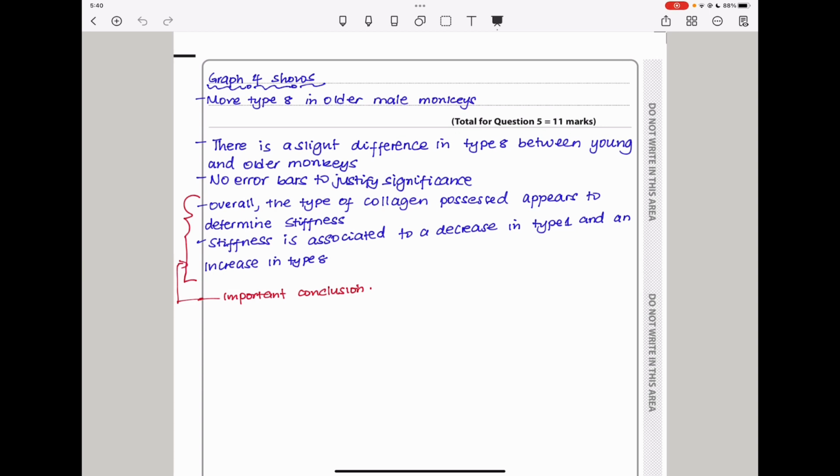And overall, I say the type of collagen possessed appears to determine stiffness, since stiffness is associated with a decrease in type 1 and an increase in type 8. This is my conclusion, combining the graph of stiffness and the last graph which showed the results from type 8 collagen. This brings us to the end of question 5. Let's continue to question 6.